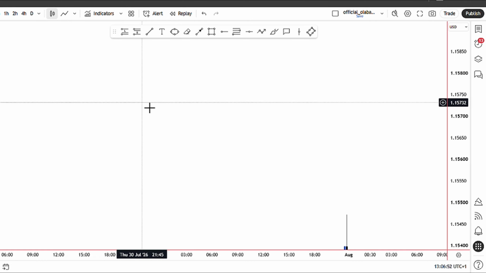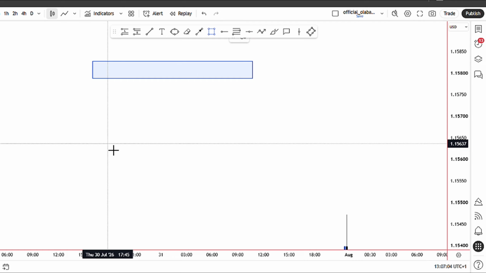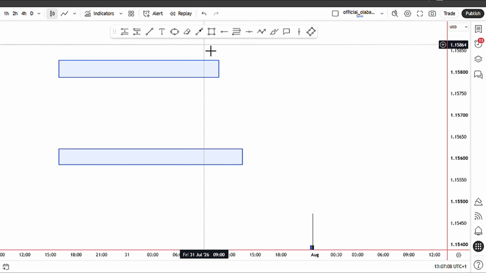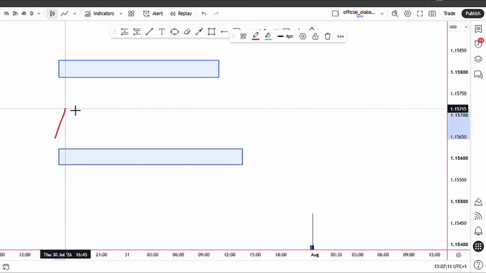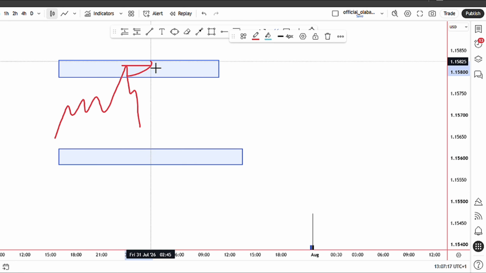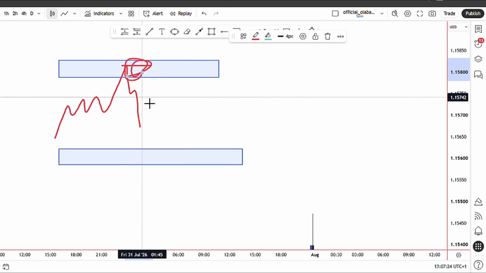Supply basically is the last candle. Let's say this is a supply and this is a demand. If price is coming from here and does something like this, you see the last candle anywhere around this place is a supply. The extreme end before the major sell is a supply.